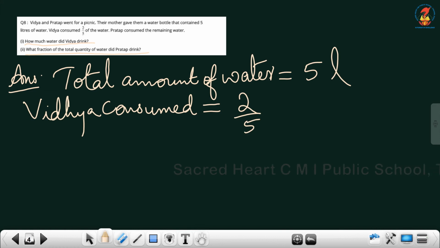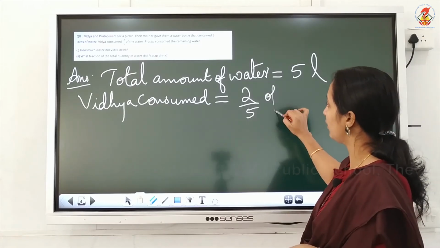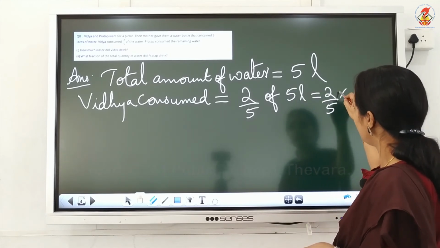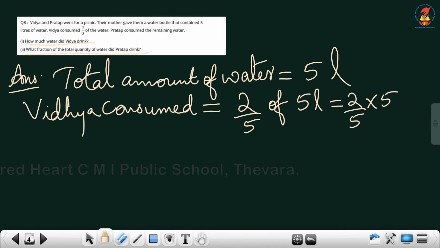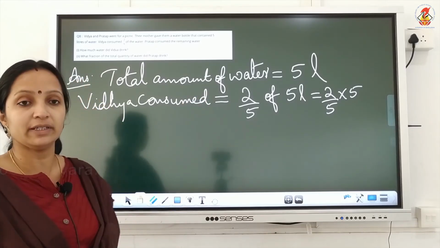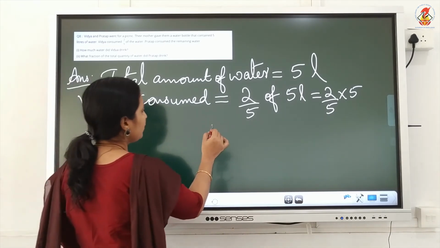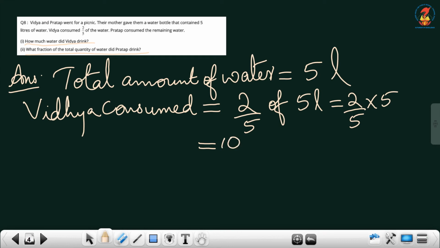2 by 5 of the water means what? 2 by 5 of the total quantity of water. We know that the total amount of water is 5 liter. So, we can say 2 by 5 of 5 liter. What is 2 by 5 of 5 liter? 2 into 5 is 10. 10 by 5 is 2 liter. So, Vidya consumed 2 liter of water.